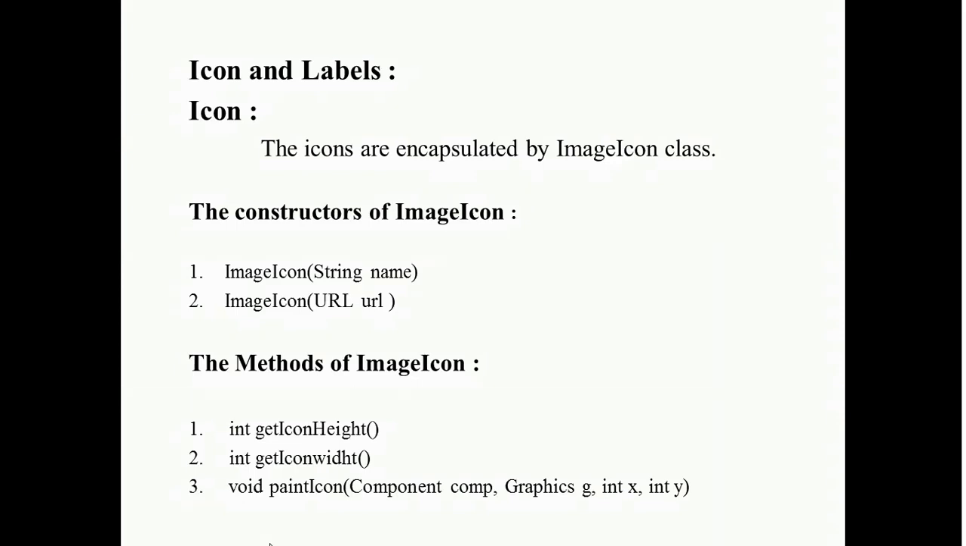First method is getIconHeight, it returns the height of the icon. Second method is getIconWidth, it returns the width of the icon. And third method is paintIcon. This method is used to paint the icon at the specified position x and y.